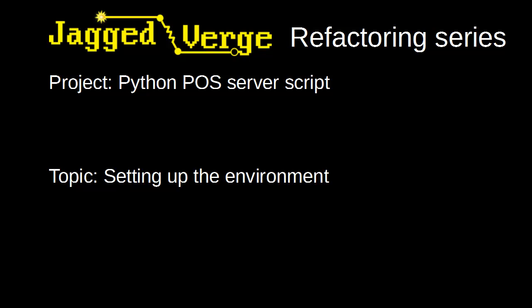in this episode we will be setting up the environment for the Python point of sale service script. We're going to use this for the rest of the series and for all of the development that we will do from this point onwards on this project.